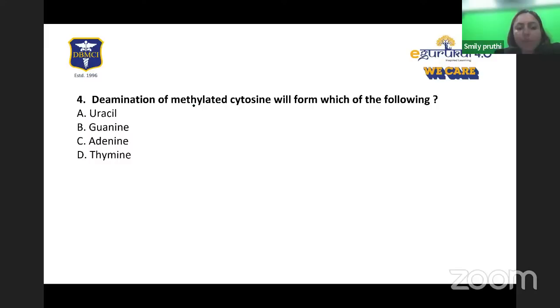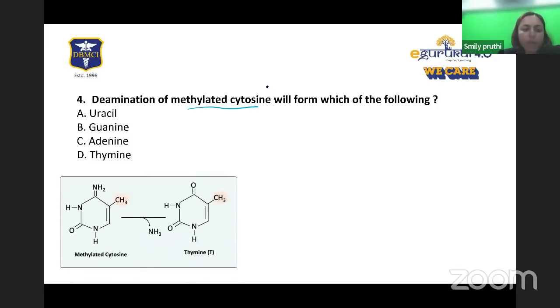Next, deamination of methylated cytosine will form which of the following? So methylated cytosine. Cytosine has an amino group here. This is a single ring, that is a pyrimidine ring, nitrogenous base. So the amino group is there. Now, this is methylated cytosine. Removal of this amino group will give rise to thymine. Deamination of methylated cytosine will form thymine.